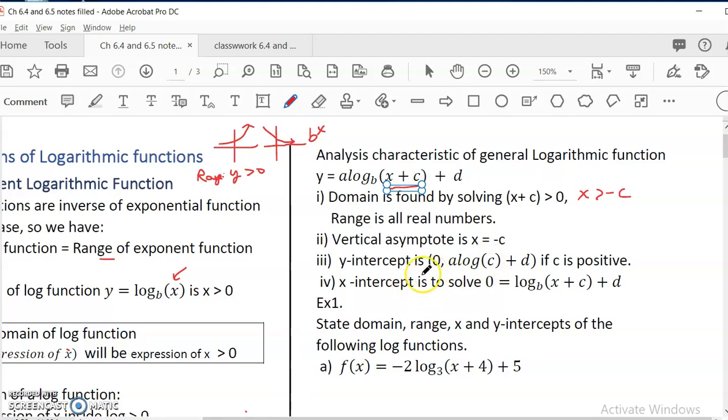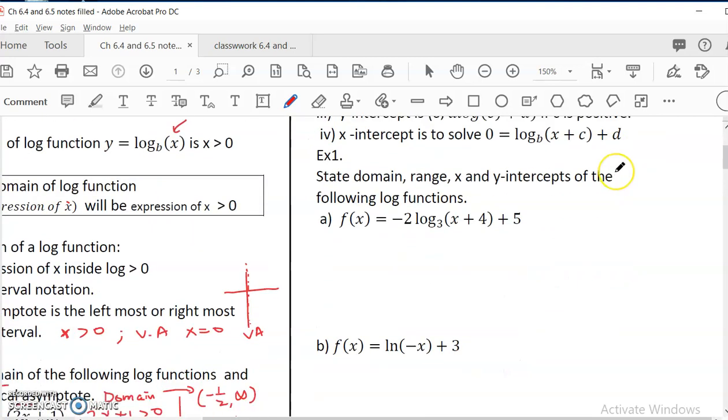For the x-intercept, you solve for y equal to 0. You plug in 0 equals log base b of x plus c, plus d, and solve this equation. If you can solve it, there is an x-intercept. If not, there is no x-intercept. So let's do an example, which will be helpful for us to graph a general log function.